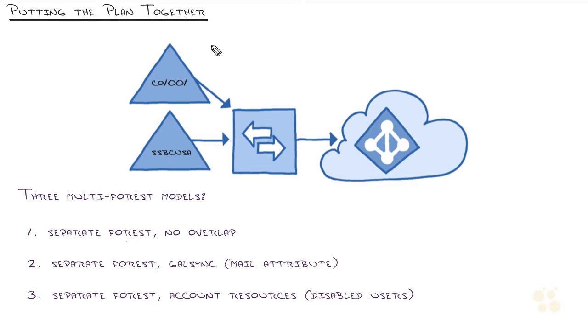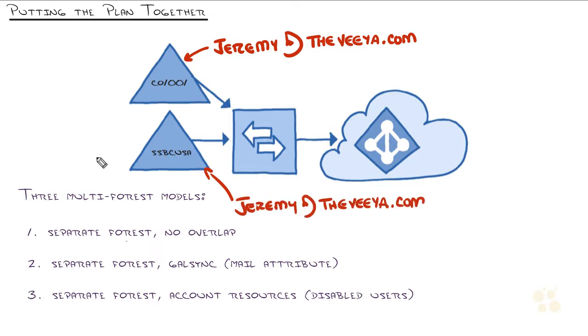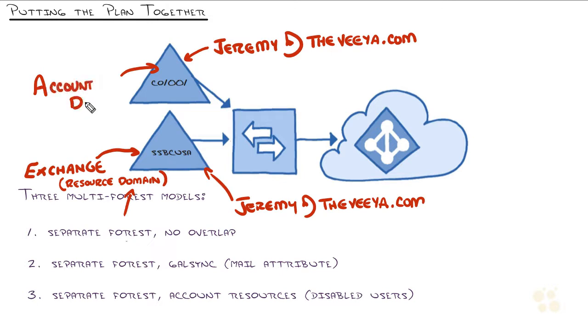Let me go practical. In CO1001, there is an account that is jeremy@thevia.com. The problem is that account also exists in the old domain. The reason it still exists right here is because this is where I'm hosting my on-premise Exchange. And that's the only service I care about. That's why I'm calling it the resource domain. This domain is where every other service is going to be used. Shared folders, printer mappings, group policies, everything happens up here. This will be my final account domain.